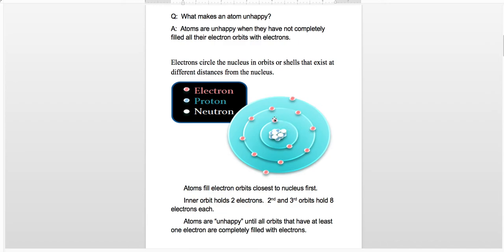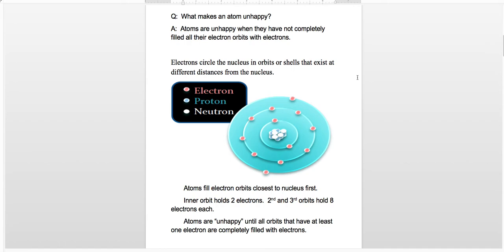And following the rules of electron orbits, it put the first 2 in the inner orbit, and that filled up the inner orbit. Now it can't put any more in that one. And then it put the next 8 in the second orbit, and that filled up the second orbit, so it can't fit any more into that one. And then the last 2 it had, because it still had 2 more, it put into the third orbit.